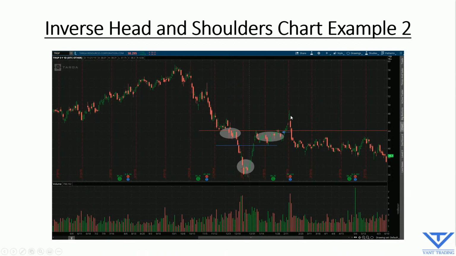And that was a beautiful inverse head and shoulders. And you got the break. You even got a little bit of a continuation. You got almost 6 points on it. So it's not like it didn't look like it was going to work, but sometimes it doesn't work.